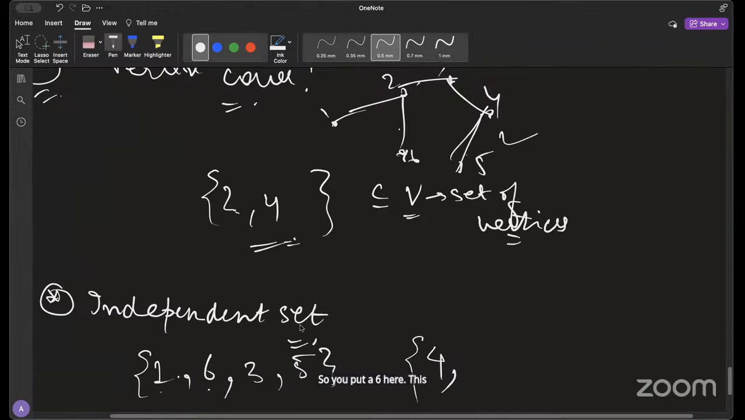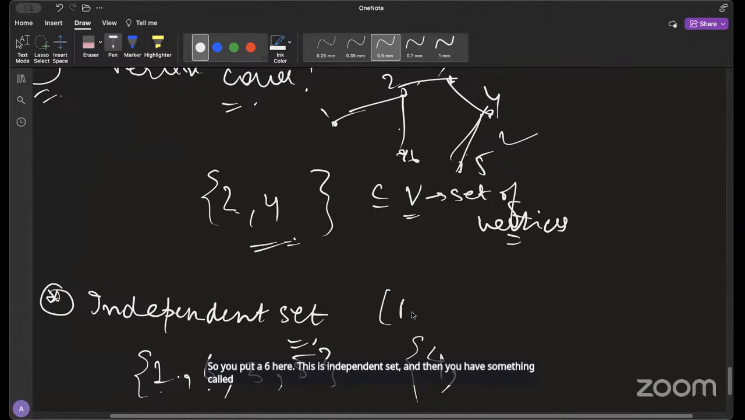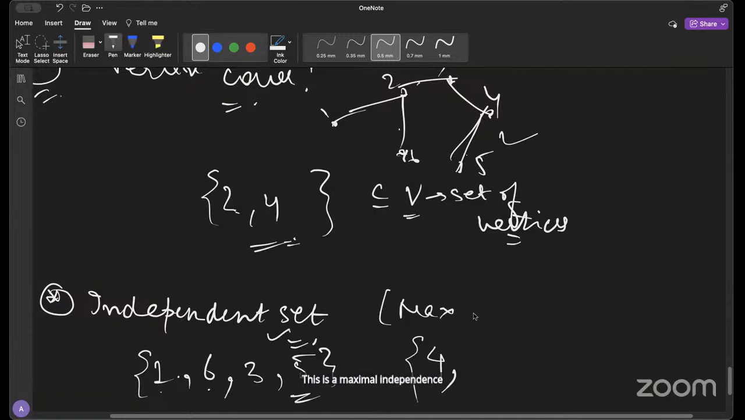So this is an independent set, and then you have something called a maximal independent set. These are two different things. This is a maximal independent set, and it's independent. A maximal independent set is basically an independent set, but you include all the vertices that keep it independent. If I remove the 5 here, it will remain an independent set, but it won't be a maximal independent set.